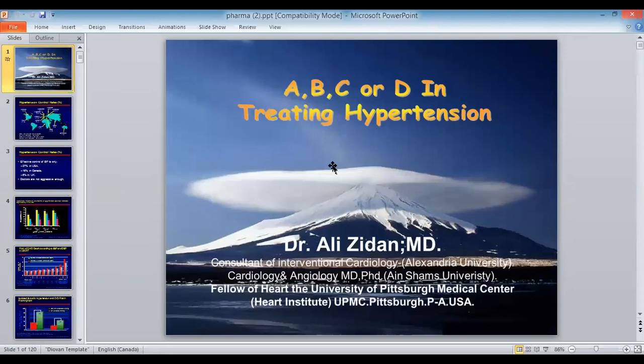Hypertension, the title of the lecture is A, B, C, D in treating hypertension. A stands for ARBs and ACE inhibitors. B stands for beta blockers and calcium channel blockers. D for diuretics.